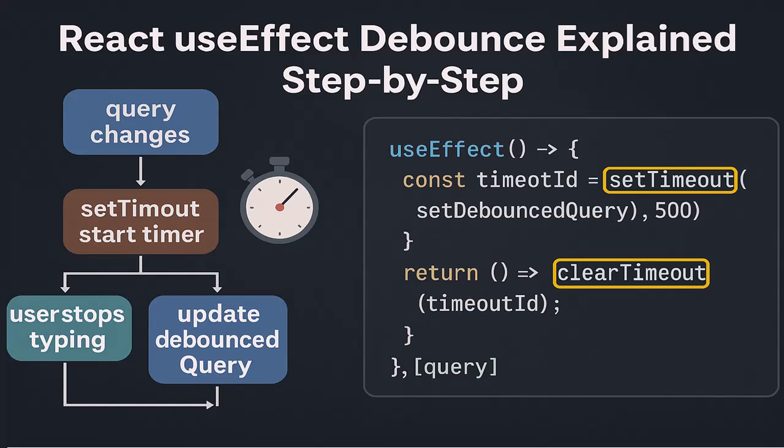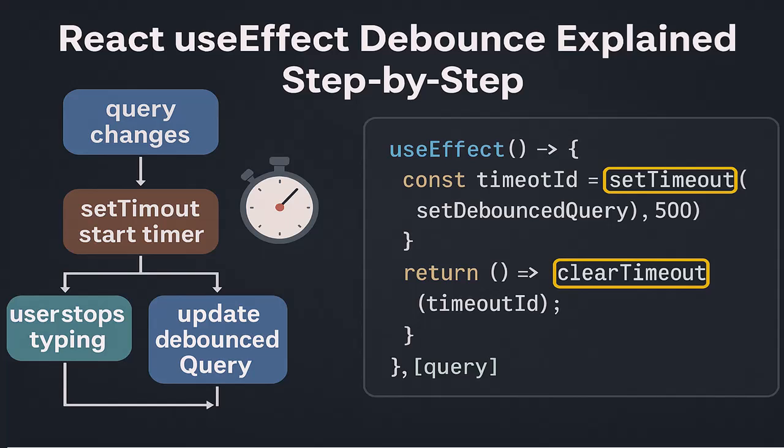But if the user keeps typing, we don't want to stack up timers. That would be chaos. That's where clearTimeout with timeout ID argument comes in. It cancels the previous timer before starting a new one. So there's always just one active timer.